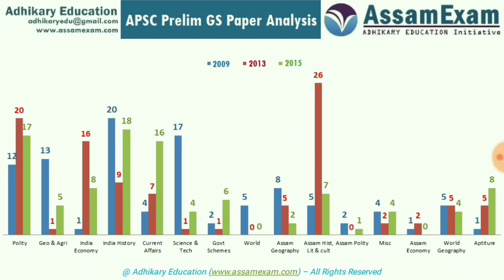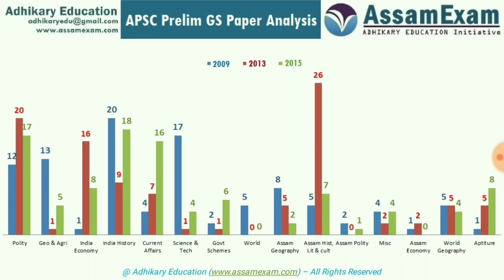Geography, first in 2009 a good number of questions came, 13. Then in 2013 very less. In 2015 it came a little bit. For geography also you should expect at least 5 to 8 questions normally. Then Indian economy is variable. In the first year you see only 1 question, then in 2013 16 questions, and in 2015 it came to 8. So on average, a moderate 7 to 8 should come.